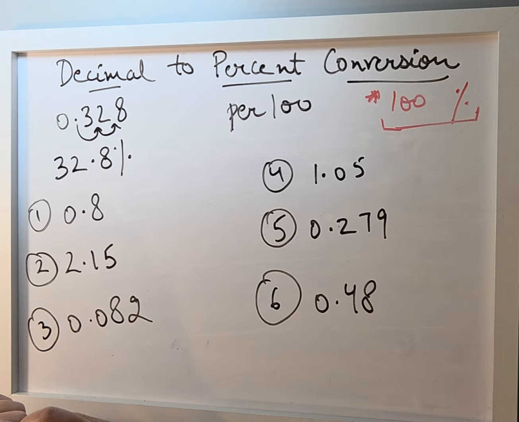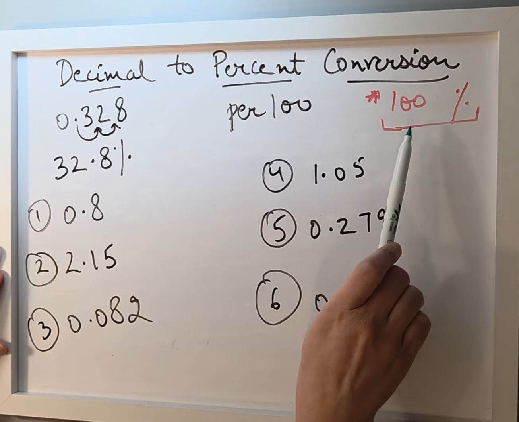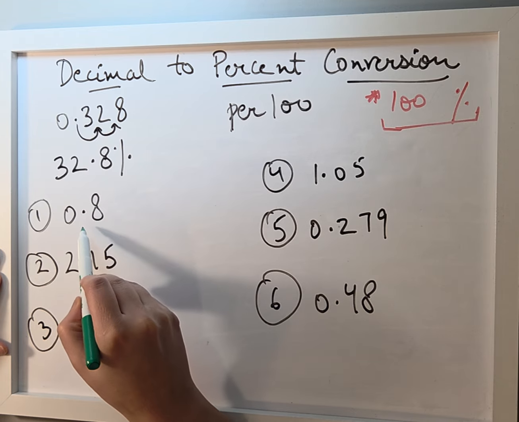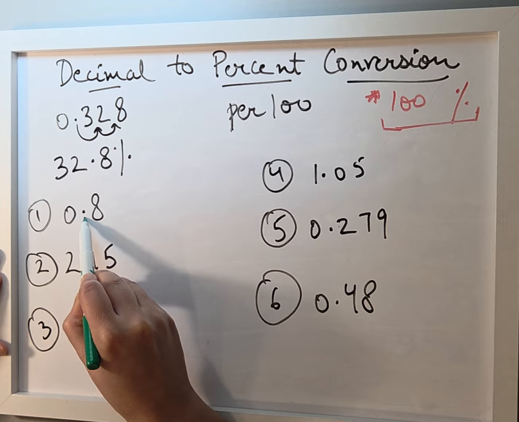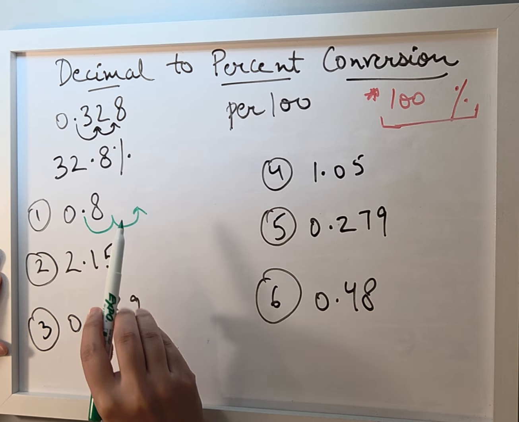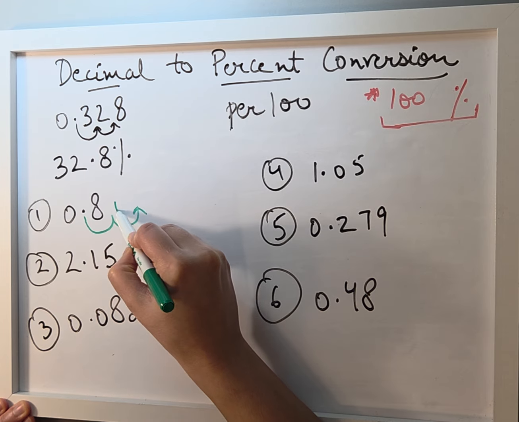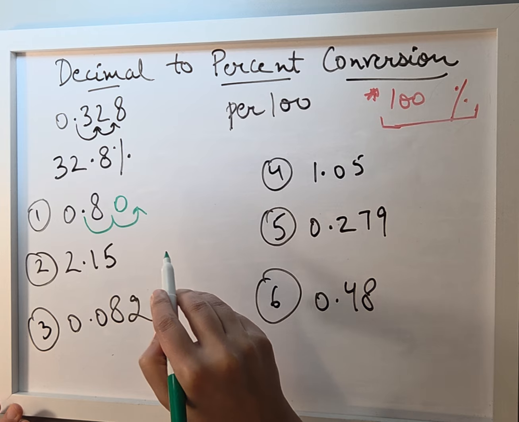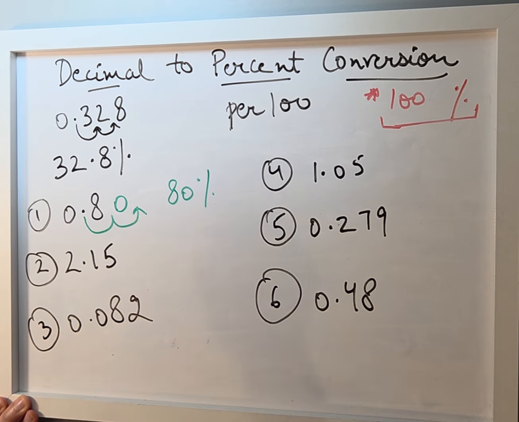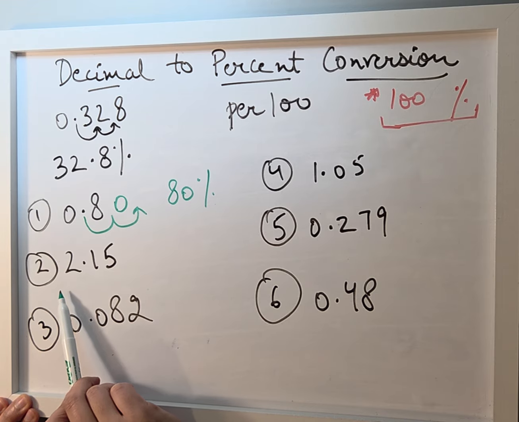Okay, so let's try to do all of these. So what is the simple rule we've learned? We multiply the decimal by 100 and then we can put the percent sign. Okay, so what do we do here? So we have 0.8. When we multiply it by 100, it comes here. So now there is no digit. So what do we do? We fill it with a 0. So what does it become? It becomes 80%.